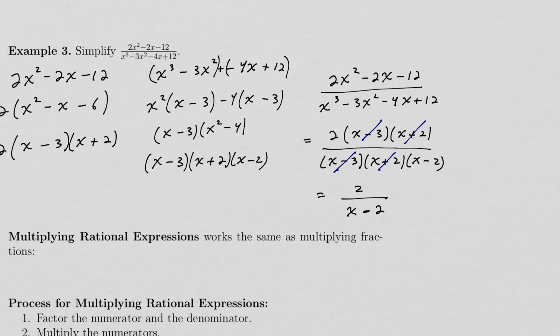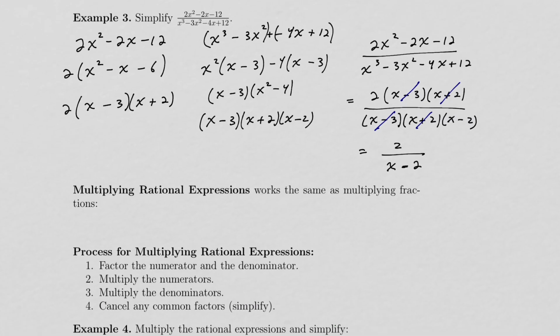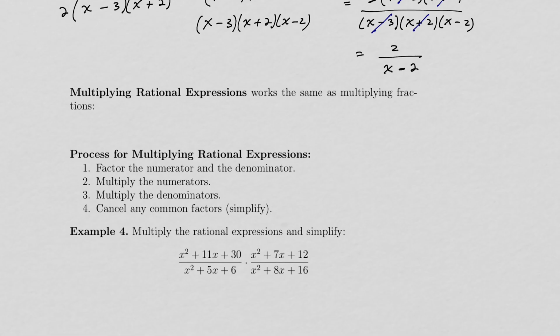What about multiplying? So if you multiply rational expressions, again, it's just like multiplying fractions, right? So let me do an example here. Let's say I want to multiply 8 25ths times 5 48ths. I'm going to multiply those two fractions together.